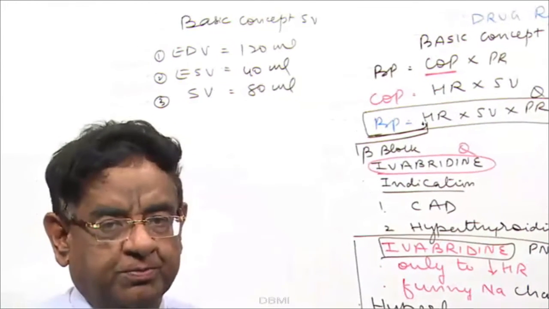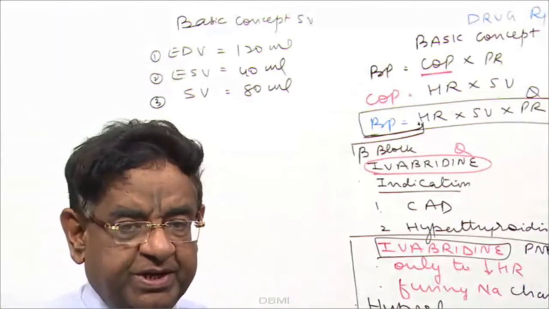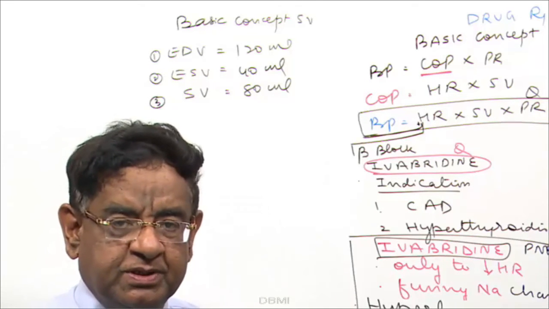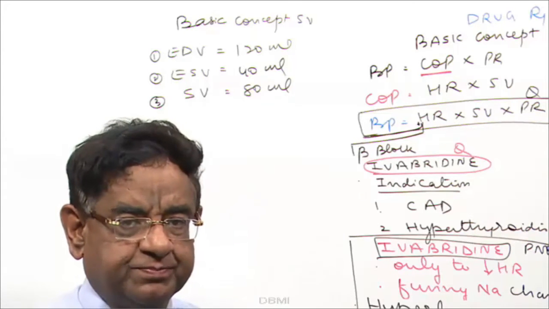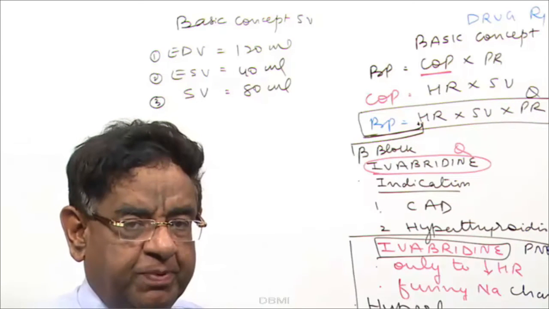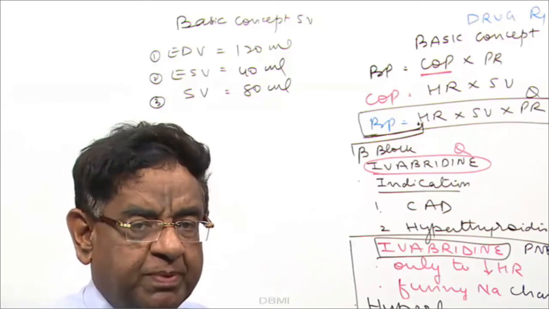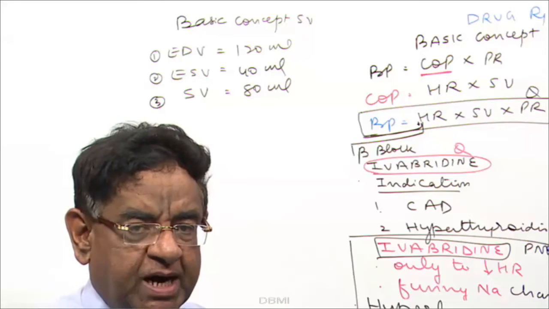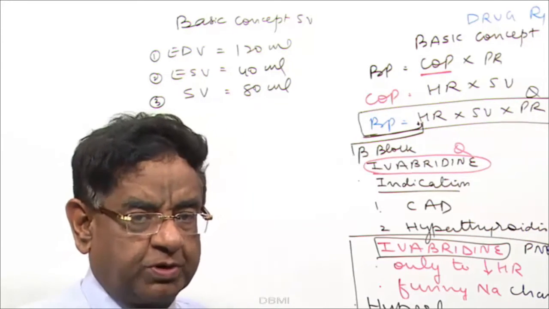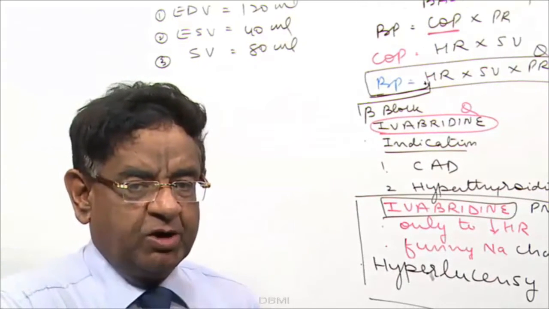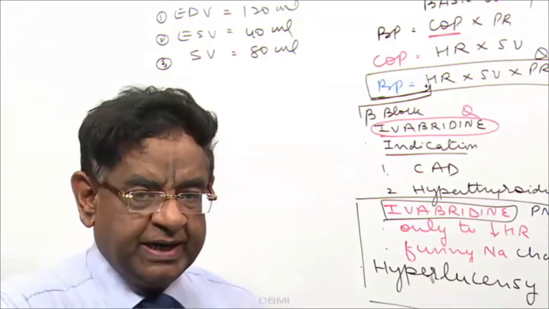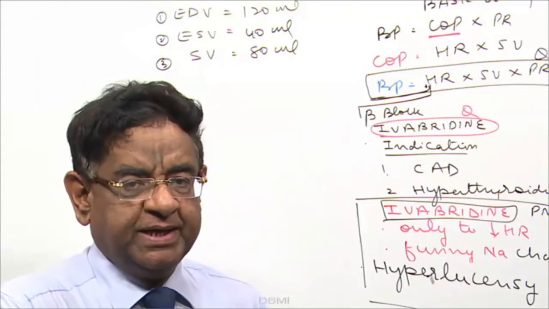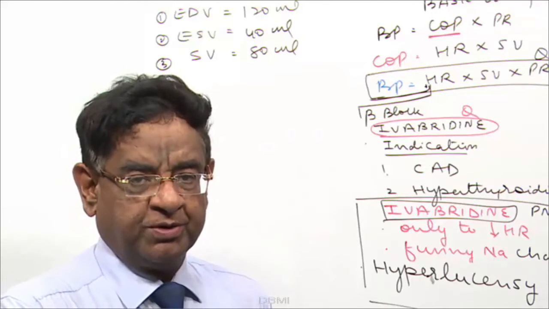What is stroke volume? So you can write down the definition of stroke volume, basic concept, physiology. Write down, the amount of blood pumped out by each ventricle in each stroke is known as stroke volume. Okay?